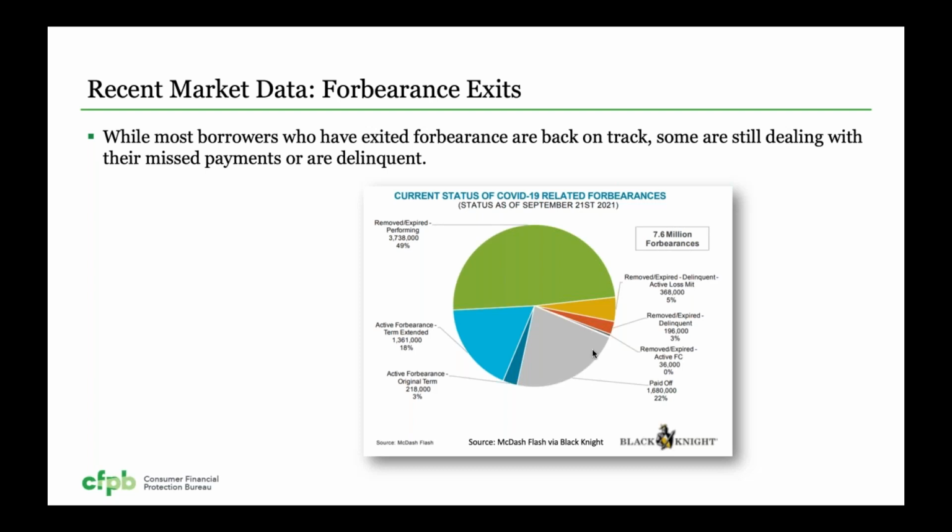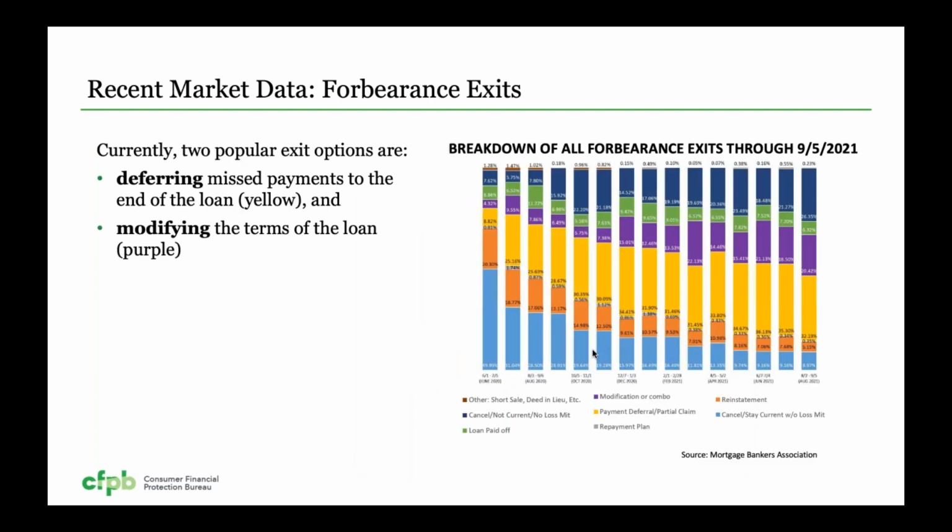Here we go. Just a couple quick notes. This is some data that shows that most borrowers who have exited forbearance are back on track, but there are some who are delinquent. Those are the red and yellow slices there. As I was talking about, there are lots of different options for exiting forbearance. The most common ones right now are deferring the payments, which are the yellow, and modifying your loan, which are shown in the purple.